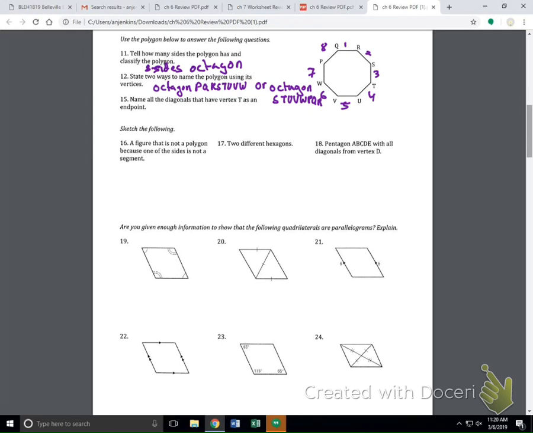And then our second one is name all of the diagonals that start at vertex T. So remember, this is what connects our vertices. So we have 1, 2, 3, 4, 5. We don't count the ones that connect S and T and U and T because that's actually the side. So we're going to name those just like we've done before. So you have TR, TQ, TP, TW, and TV. Do we miss any?